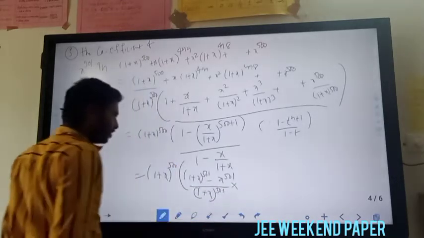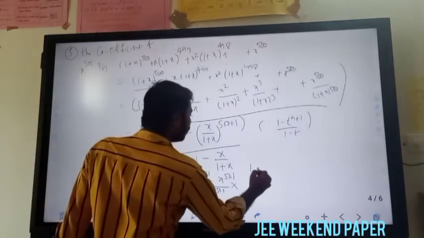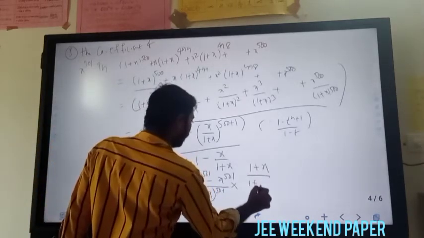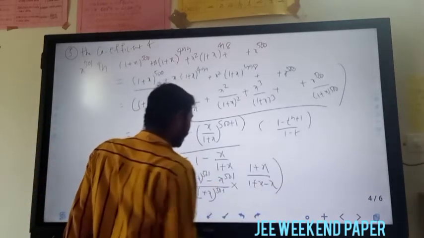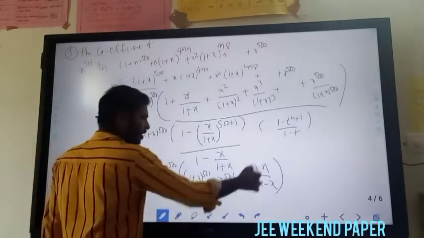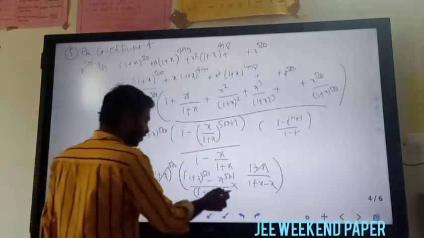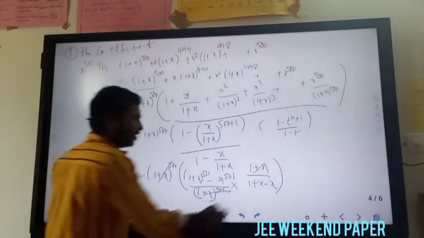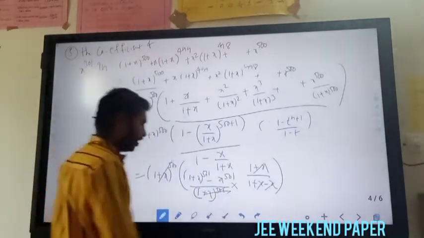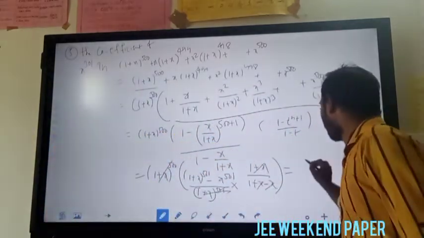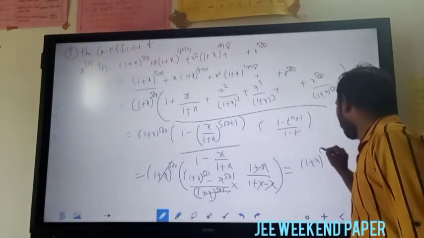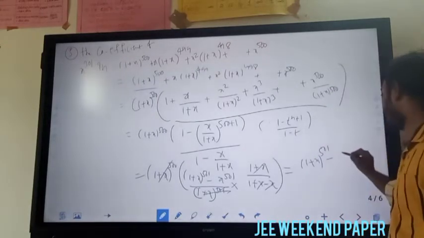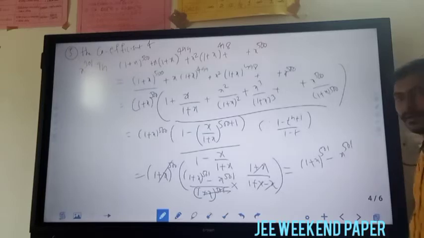it can be written as 1 plus x by 1 plus x minus x. So here one term, 1 plus x whole power 500, will be cancelled, and here plus x minus x will be cancelled. So totally we get 1 plus x whole power 501 minus x power 501.